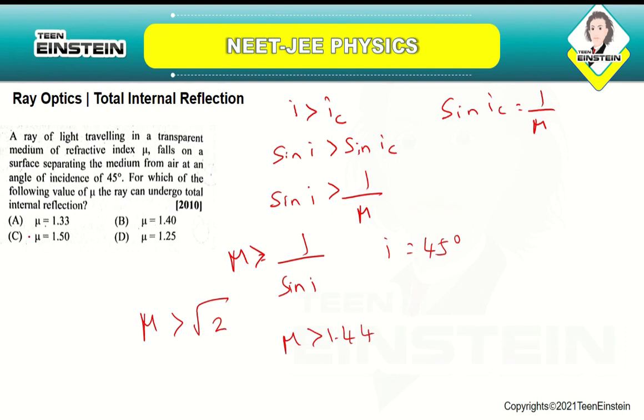So for which of the following values of mu can the ray undergo total internal reflection? The correct answer is option number C, because only option number C has a value higher than 1.44. The other 3 options have values lesser than 1.44. So the correct answer is option number C.